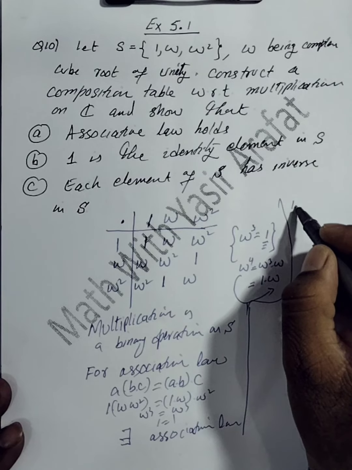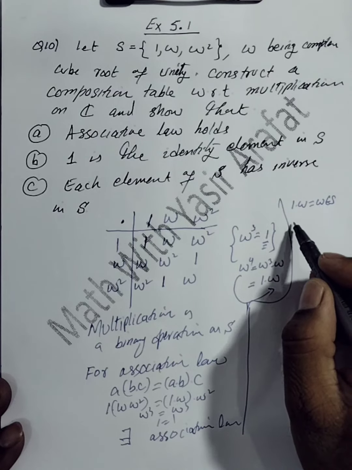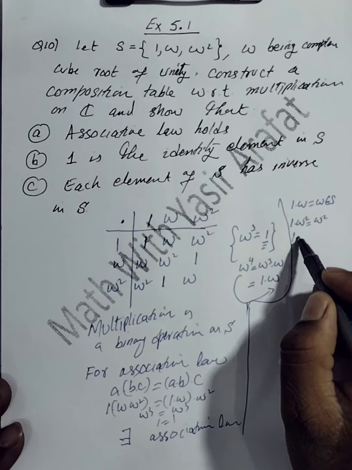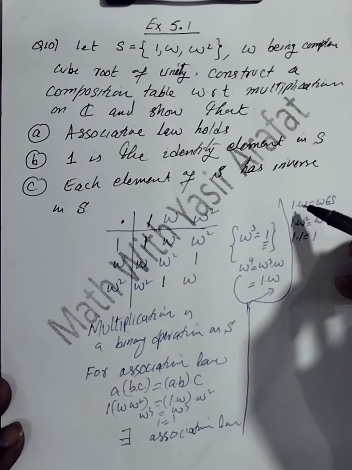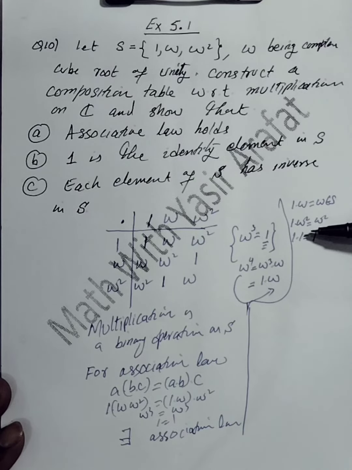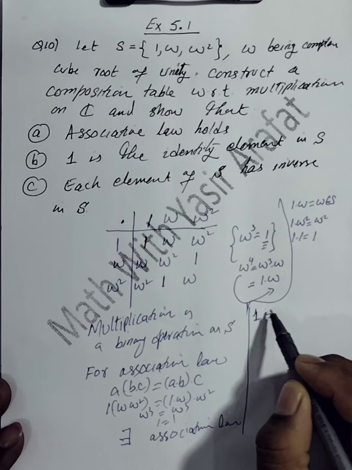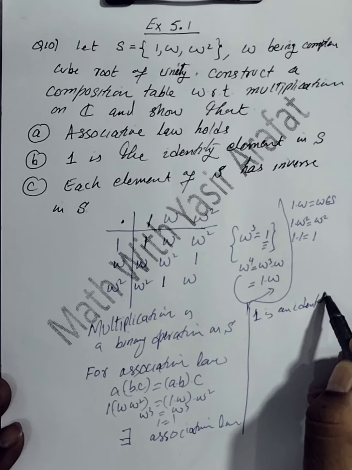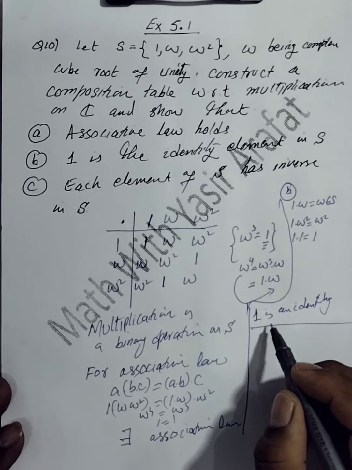So we are able to say that 1 multiplied by omega is equal to omega, which belongs to S. 1 multiplied by omega square is equal to omega square, and 1 into 1 equals 1. So when we multiply these elements by 1, it doesn't impact the elements. So we are able to say that 1 is an identity element. This is the B part.